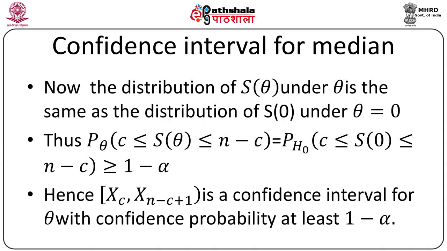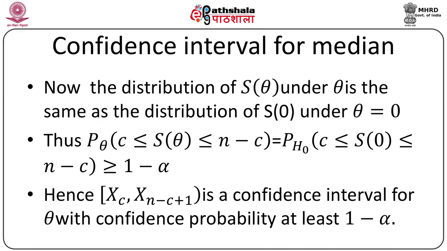Since the distribution of S theta under theta is the same as the distribution of S0 under H0, we have probability under theta of c less than or equal to S theta less than or equal to n minus c equal to probability under H0 of c less than or equal to S0 less than or equal to n minus c. Since the test is of level alpha, the right hand side probability above is at least 1 minus alpha.